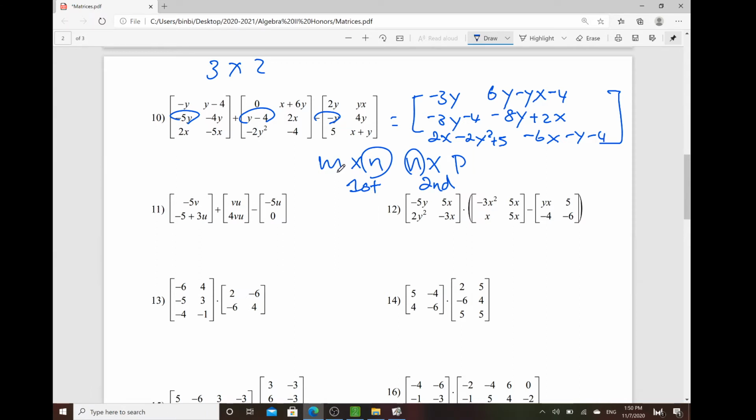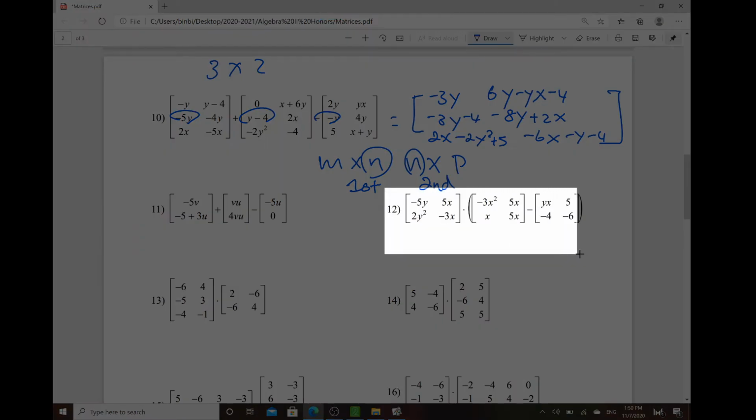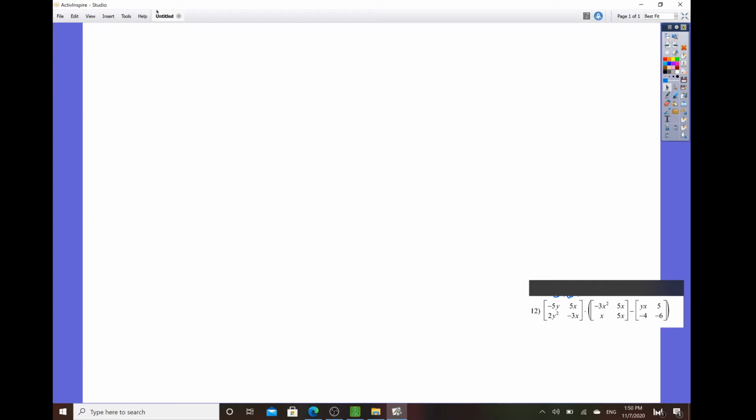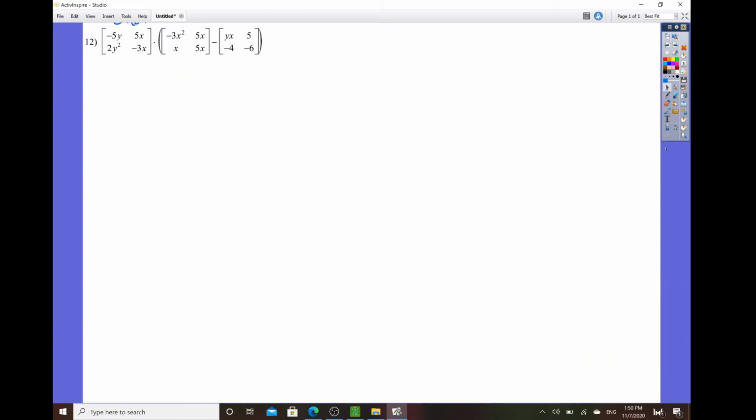Now we'll do the first example, number 12. We do have subtractions, so it looks like we need to do the subtraction first and then multiply. So let's take a look at that here. Copy and paste. You want to start off with subtraction.